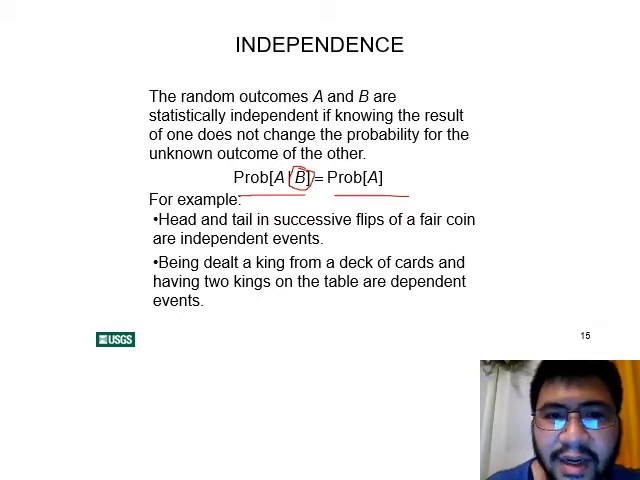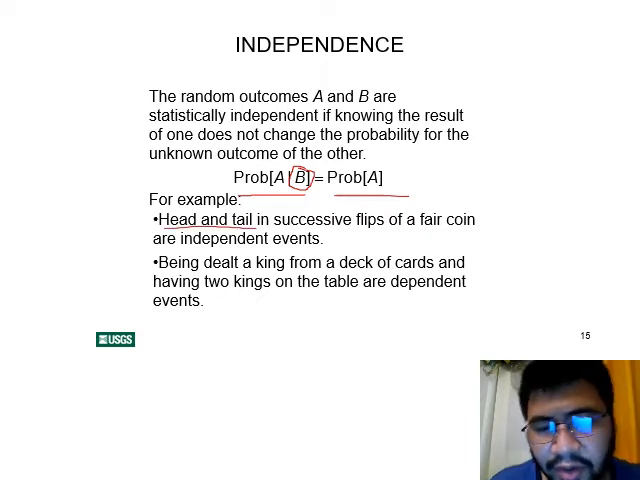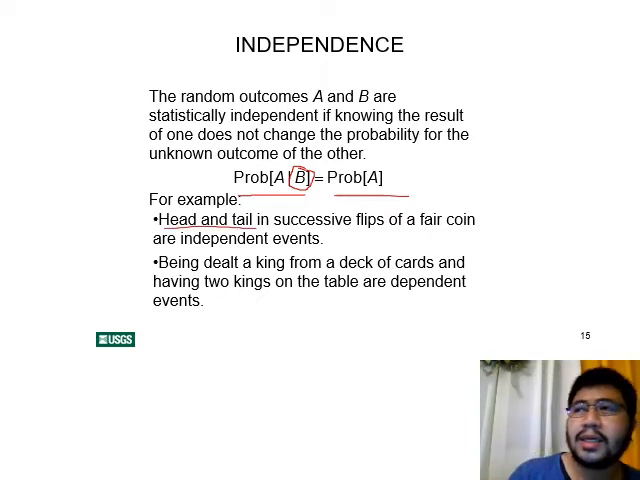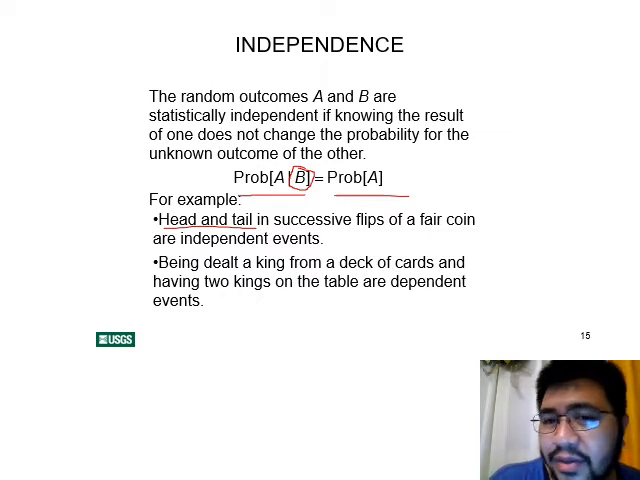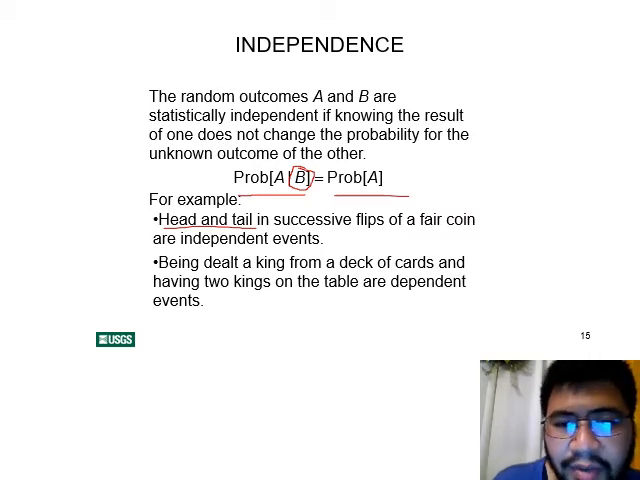So let's have more concrete examples here. Head and tail flips, right? If you're tossing coins, the previous result doesn't affect the next result. Okay, so they are independent events.